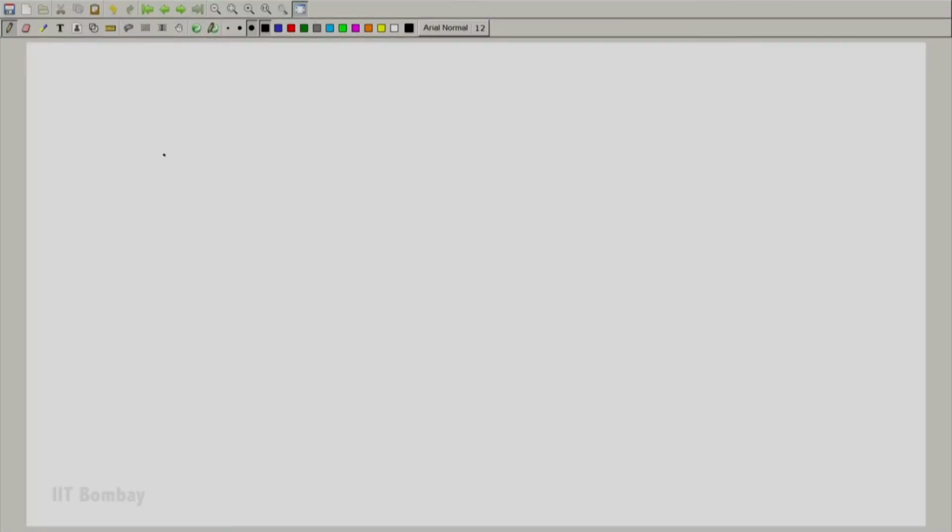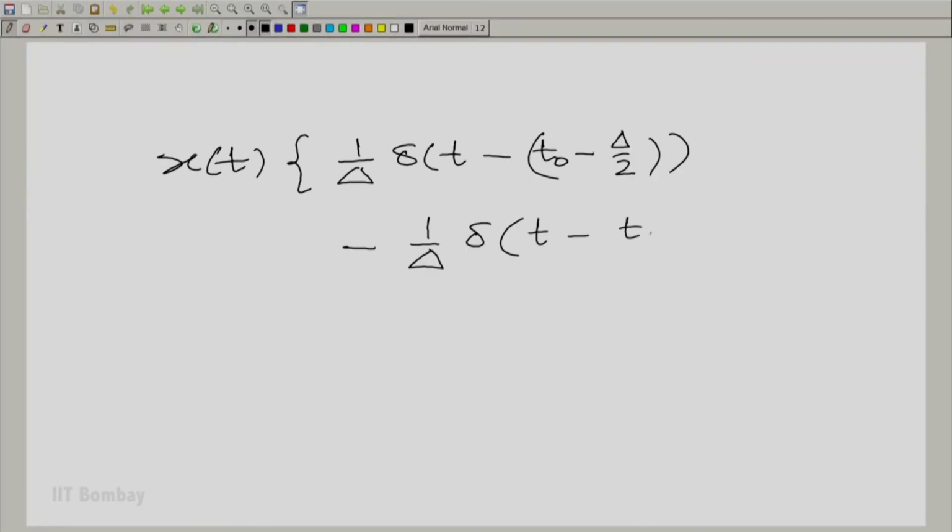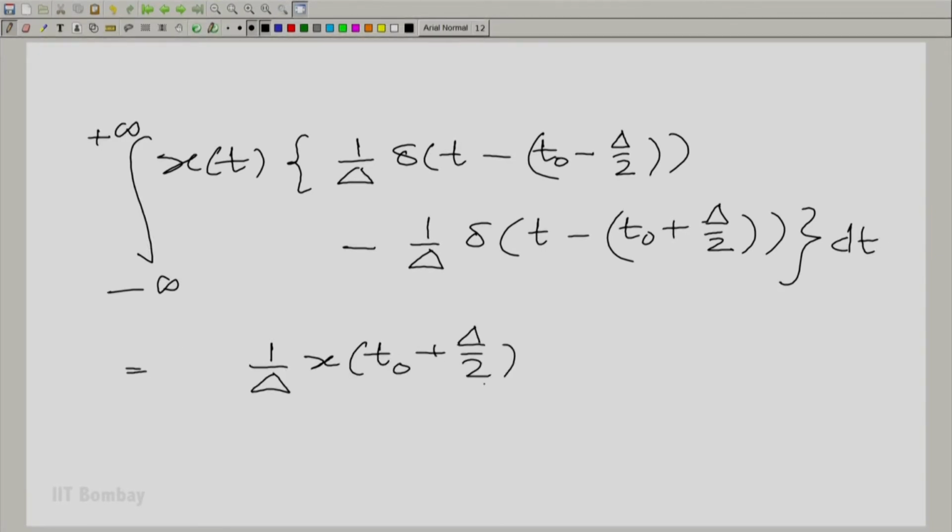What happens when you apply the doublet? Let us now analyze it algebraically. So, applying the doublet means multiply first and integrate. So, it amounts to saying you are doing this. So, do you see what we are doing? We are essentially doing 1 by delta x of t0 minus delta by 2 minus 1 by delta x of t0 plus delta by 2.